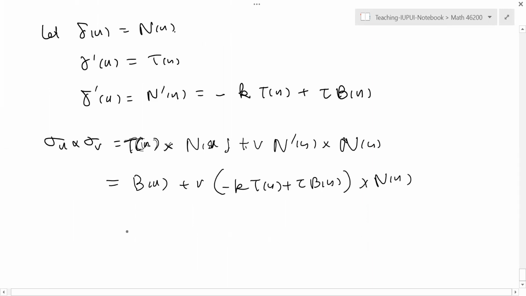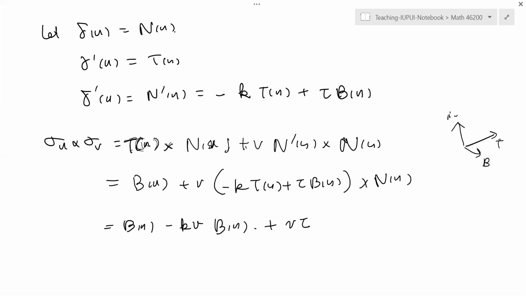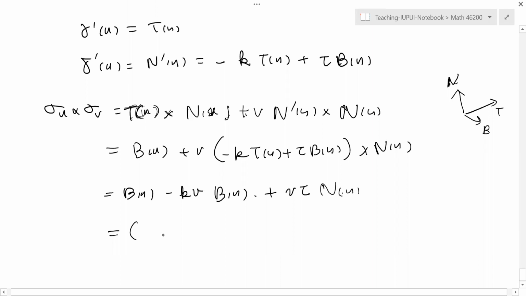So you will see, T cross N is B, so it's K V, and T cross N is B U, right? And then V tau, B cross N. What is B cross N? If this is T, this is N, this will be B. T cross N is B, and B cross T is N. Right. So now it's clear: 1 minus K V times B U.